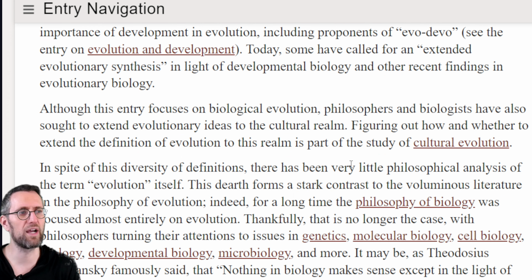Although this entry focuses on biological evolution, philosophers and biologists have also sought to extend evolutionary ideas to the cultural realm. Figuring out how and whether to extend the definition of evolution to this realm is part of the study of cultural evolution. Yeah, so we also have cultural evolution, right?